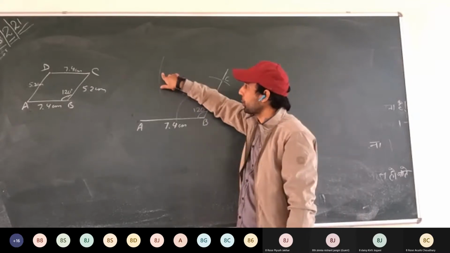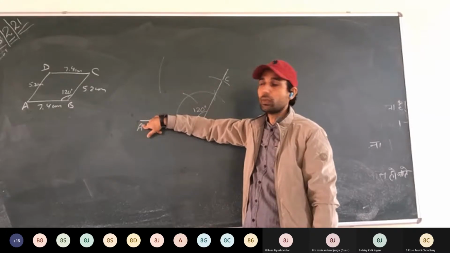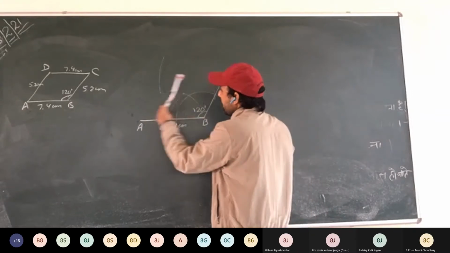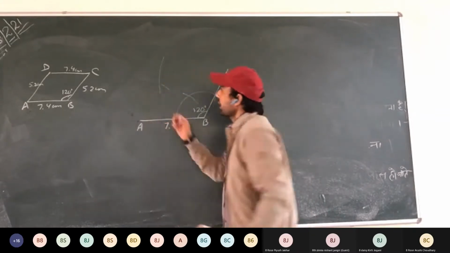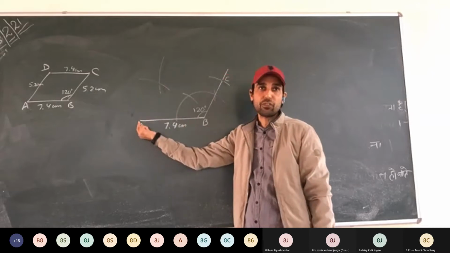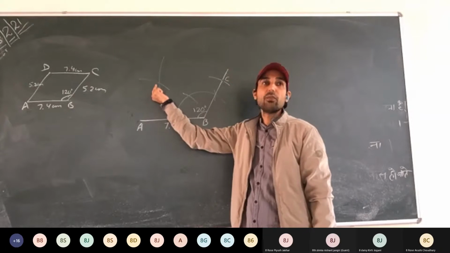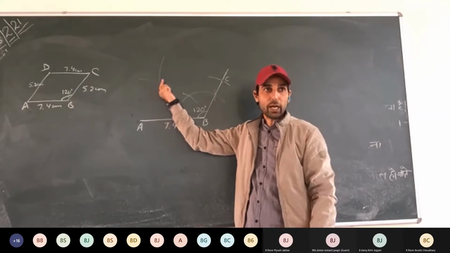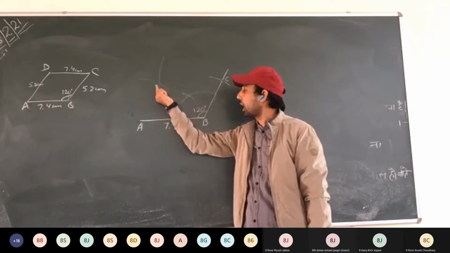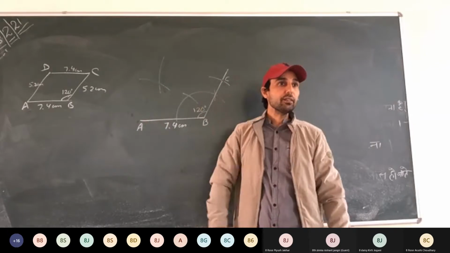What is that? That D vertex must be how far from A? 5.2. Now take 5.2 radius in your compass and from A make an arc. Every point on this arc is 5.2 centimeters away from A. But there is one point wherever these two arcs meet. That point is how far from C? 7.4. How far from A? 5.2.